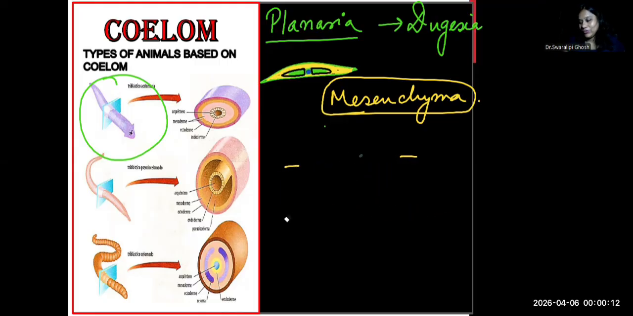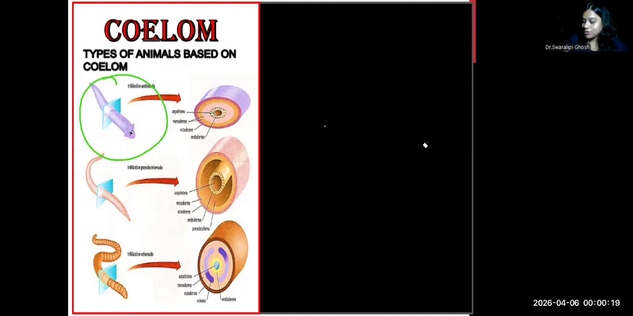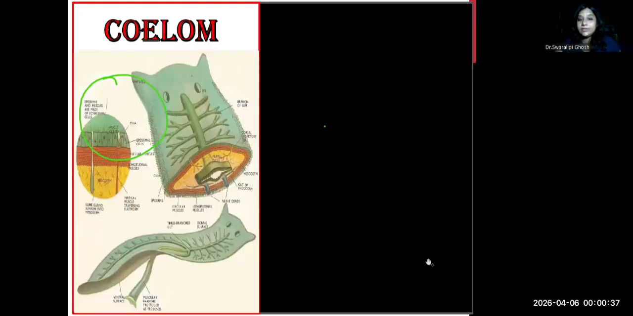Now next we will see where we find the coelom, ma'am? Where do we find the coelom? After this, we will notice, suppose the Ascaris, the Ascaris which we call roundworm also. Now here there is another picture of the planaria, which I have here to show you. You can see this Dugesia.